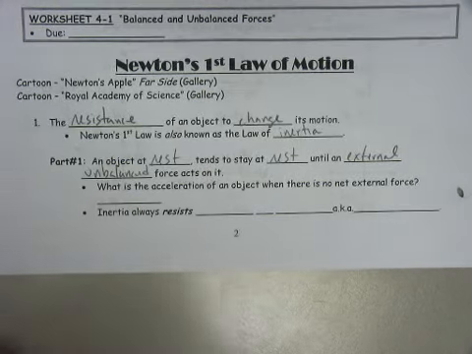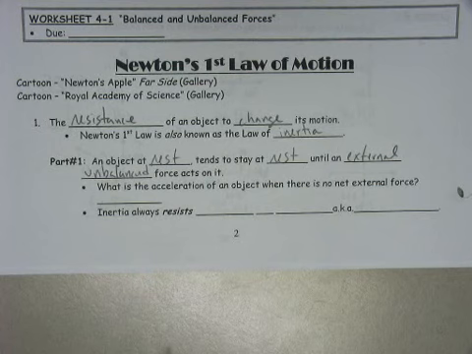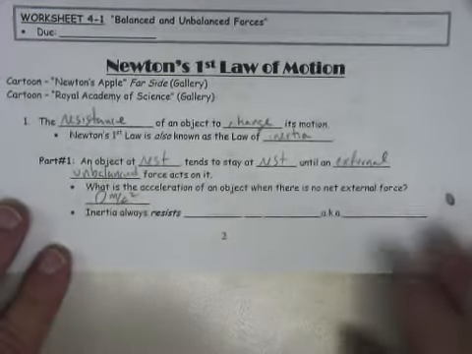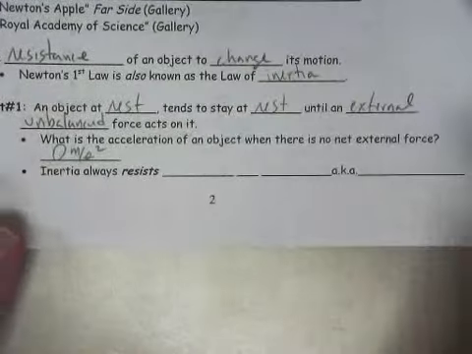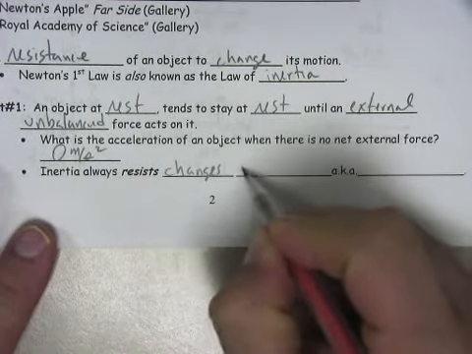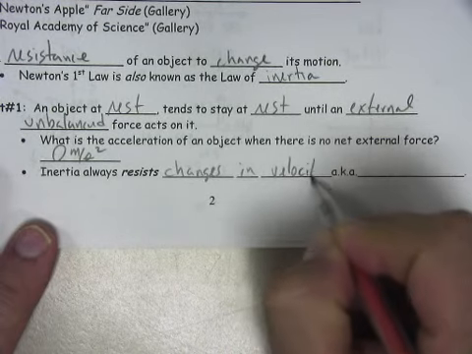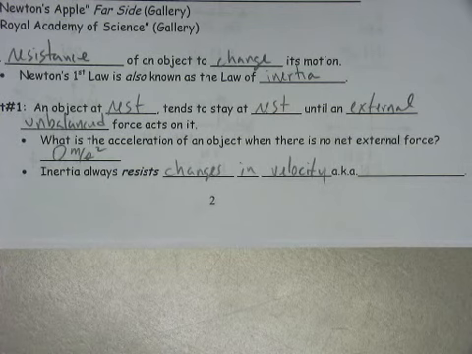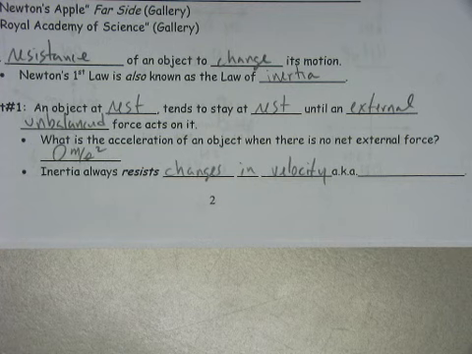So next bullet point, what is the acceleration of an object when there is no external force? Well, if you're at rest and you're going to stay at rest, then there's no acceleration. So the acceleration is 0 meters per second squared. All right, the next one. Inertia always resists changes in velocity. So when you think of inertia, you resist changes in velocity. So you resist speeding up, you resist slowing down, and you resist turns.